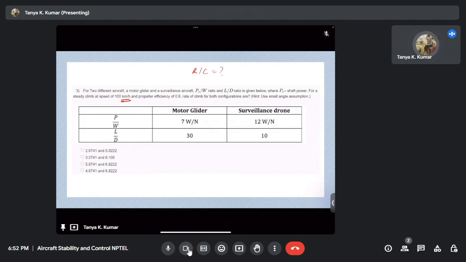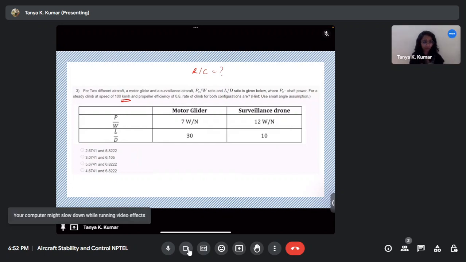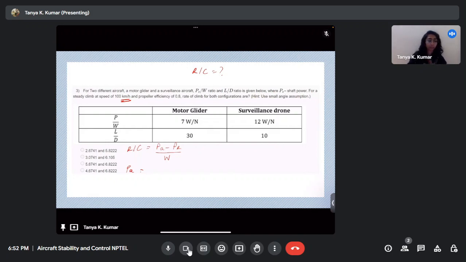Okay, have you tried solving this? What is the equation for rate of climb? Rate of climb is power available minus power required by weight. So here, what is power available? They've given you the shaft power to weight ratio. So what do you think power available is? Power available is shaft power into efficiency, right? So let's just calculate that.